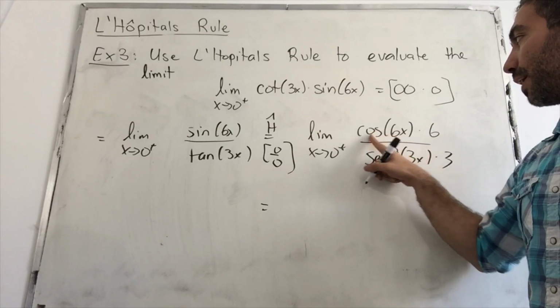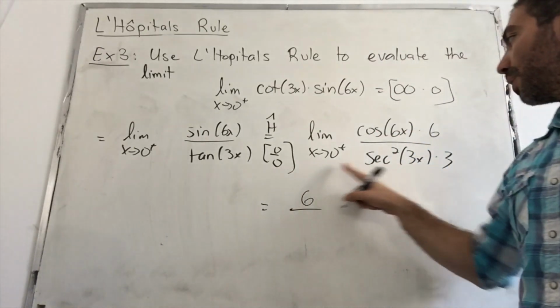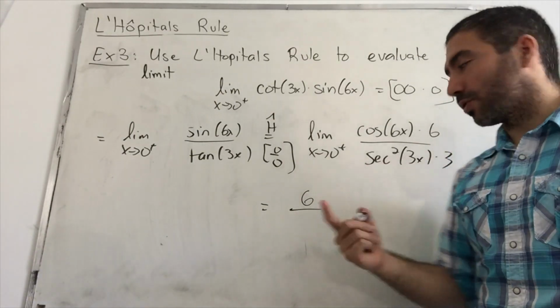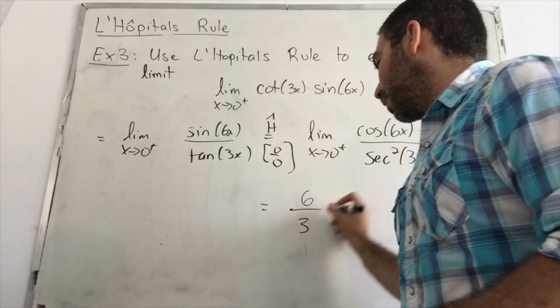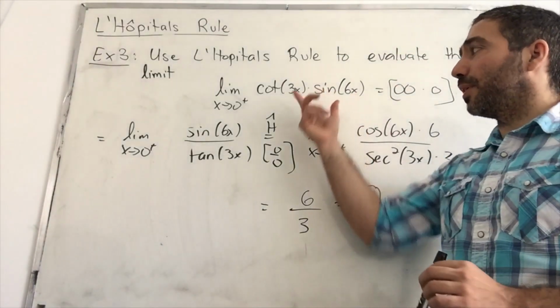Replacing x with 0, we get cos of 0, which is 1. So on the top we get 6, and on the bottom replacing the x with 0, we get secant squared of 0, which is also 1. Times 3, you get 3, and 6 divided by 3 is just 2. So the answer to this limit is 2.